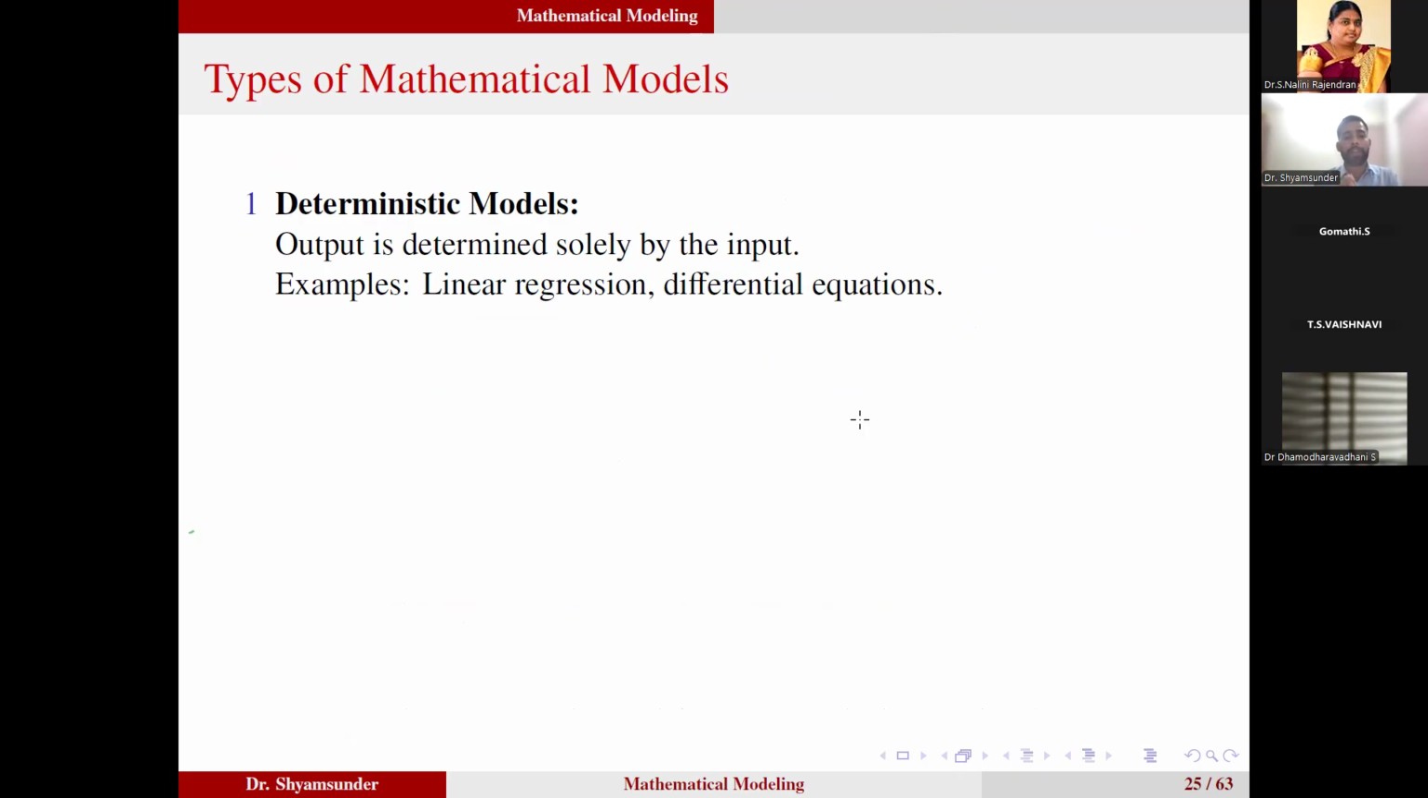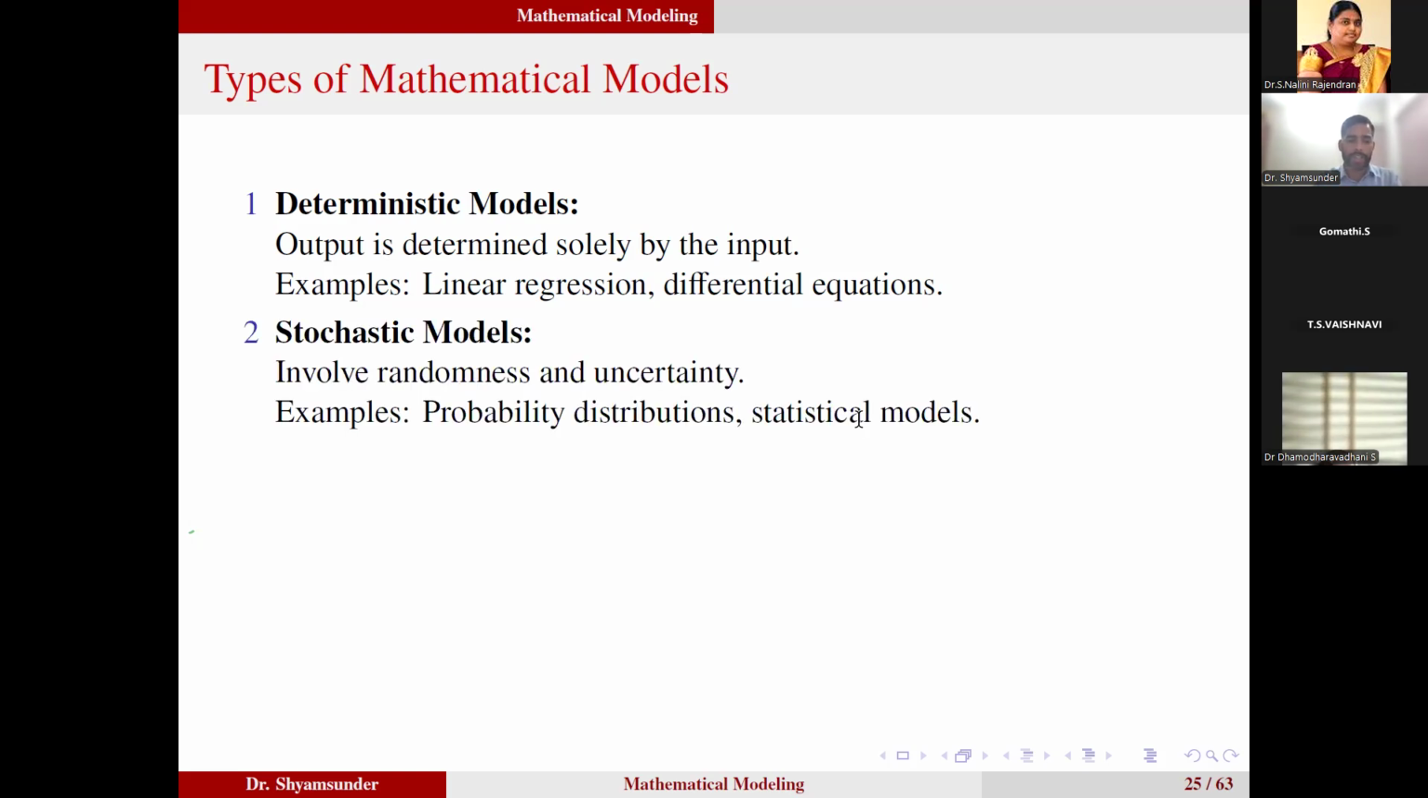In a deterministic model, the outputs are determined solely by the inputs, like linear regression, differential equations, and fractional differential equations. These deterministic models can be solved easily by analytical and numerical methods. Second are the stochastic models, also known as compartment modeling. In this model we develop compartments, and stochastic models involve randomness and uncertainty. Then we solve these problems.